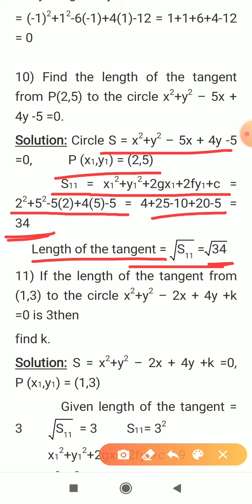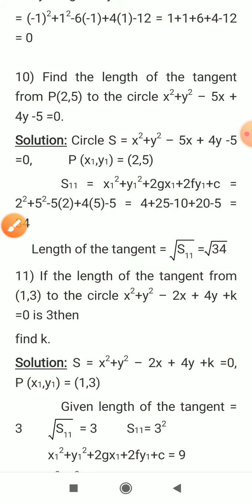Next, another 2 marks important problem, 2 marks in IPE. If the length of the tangent from (1, 3) to the circle x square plus y square minus 2x plus 4y plus k is equal to 0 is 3, then find k. This is very important in IPE. Length of the tangent is given; find the value of k. You know the length of the tangent is root S11.